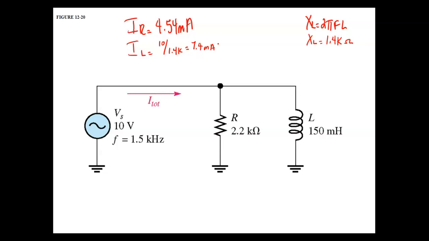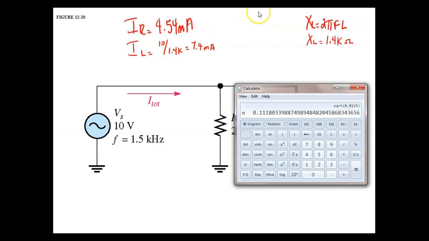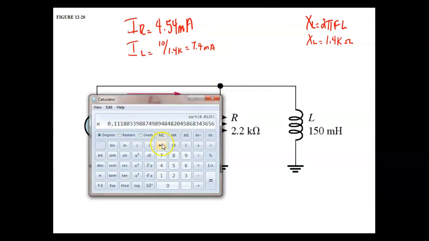We're over 10, so are you sure that reactance is right? No. We'll work it though. So let me clear this out. So 6.28 times 1,500 times 0.15. 1.4K.